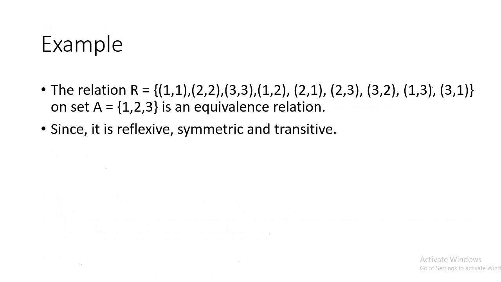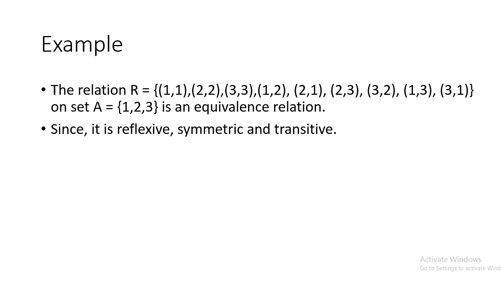Now, next example, see here. This is a very simple example. The relation R is given, and that relation R includes the ordered pairs (1,1), (2,2), (3,3), (1,2), (2,1), (2,3), (3,2), (1,3) and (3,1) on the set A, which includes the elements 1, 2 and 3. R is an equivalence relation, meaning that relation R is given as an equivalence relation. Why is this called an equivalence relation? Because it is reflexive, it is symmetric and it is transitive also.